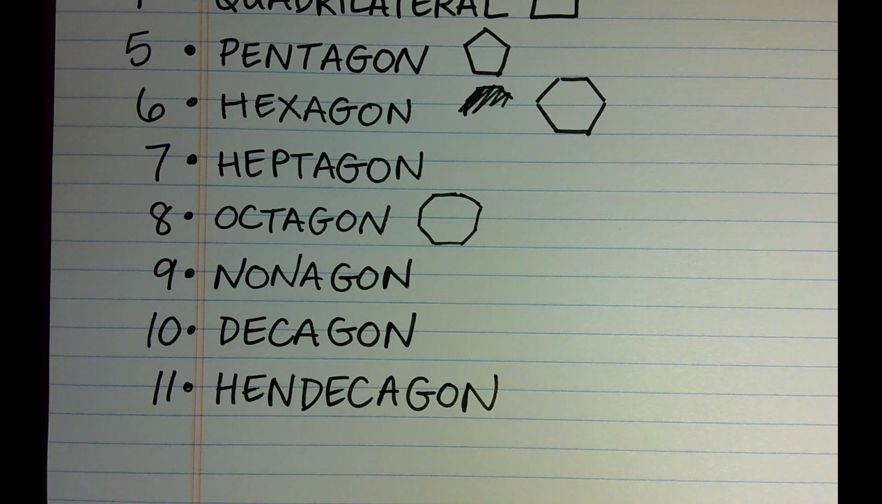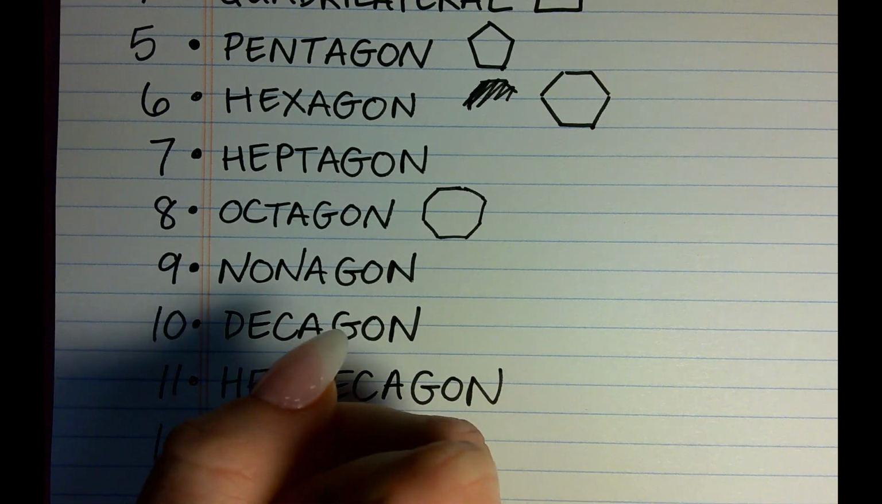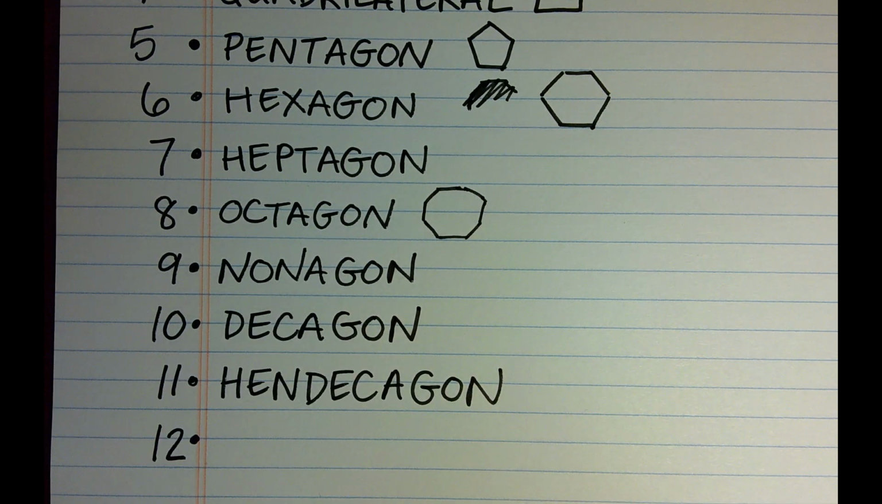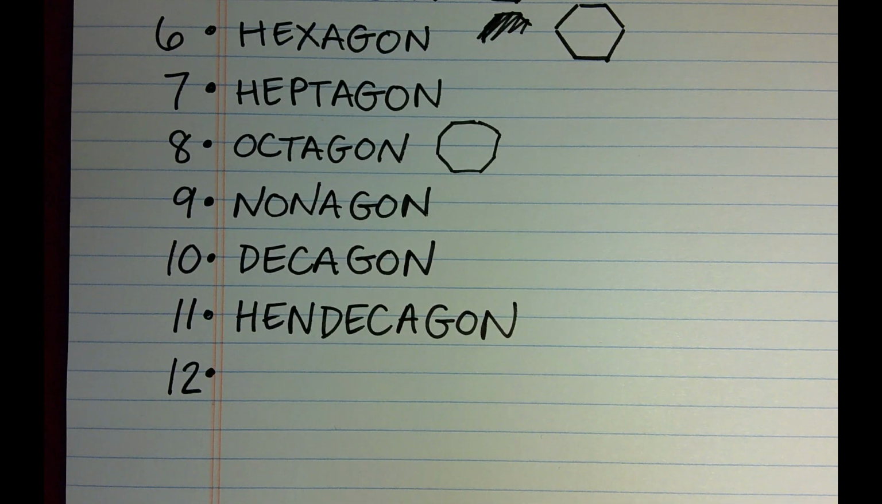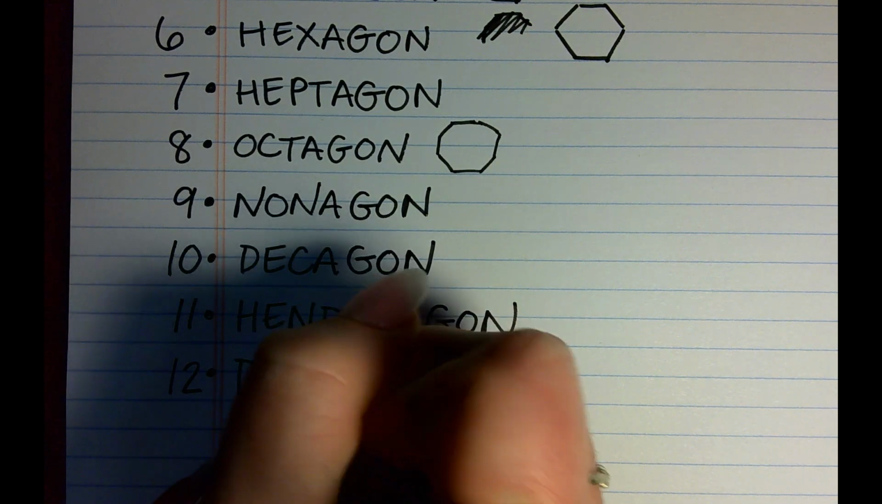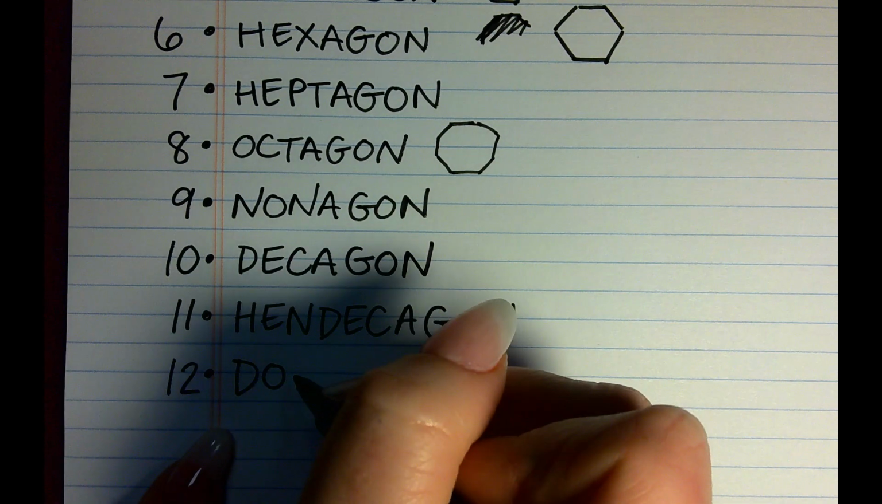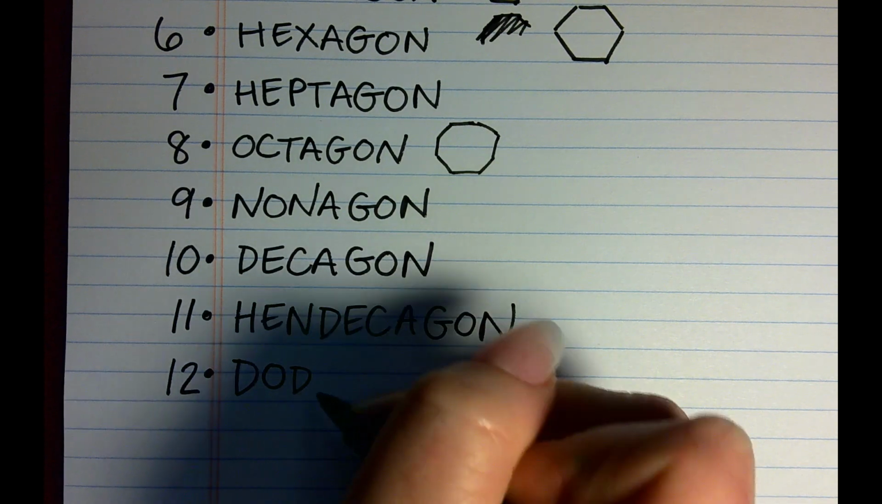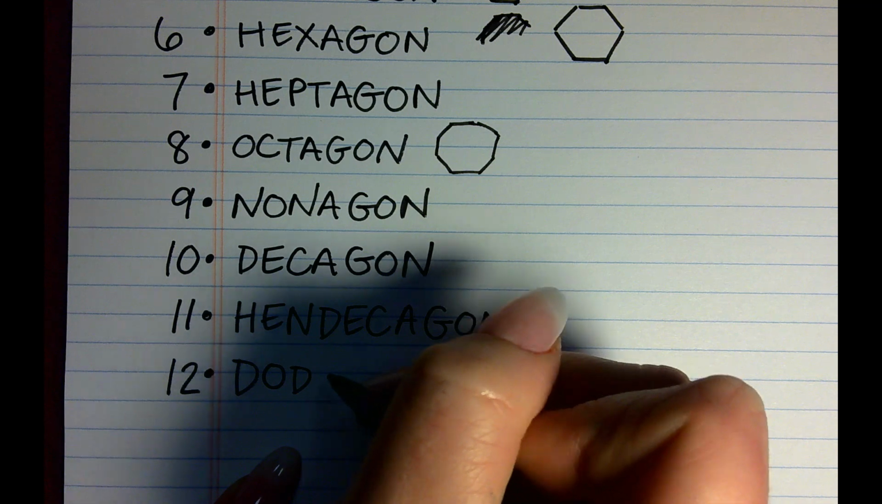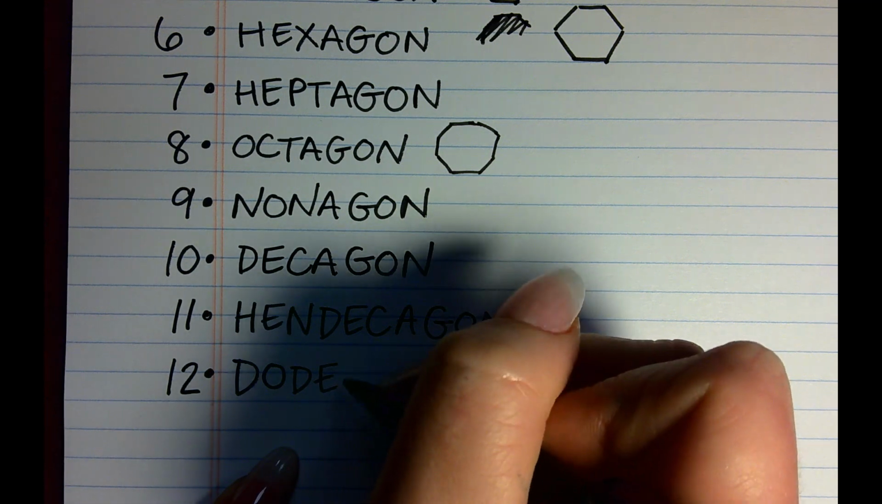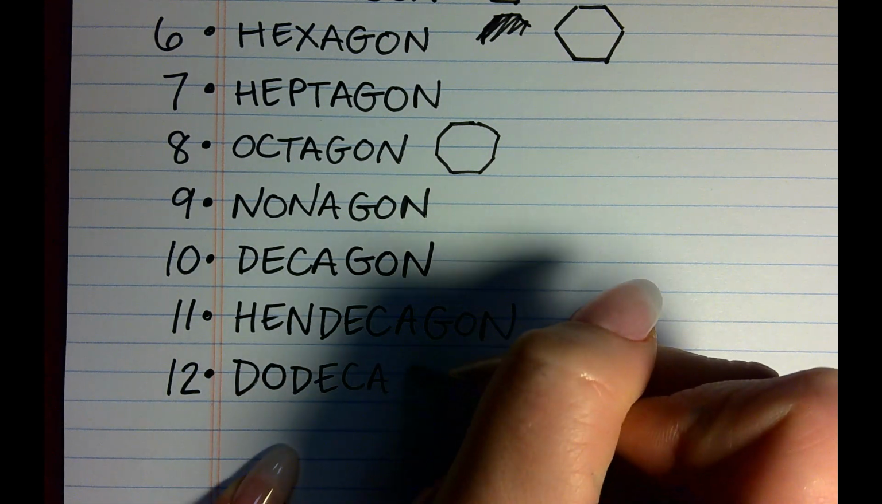Well, there's one more that I'm going to tell you about. This one's 12 sides. I'll give you the first part: D-O. Dodecagon. It's a tongue twister. Dodecagon.